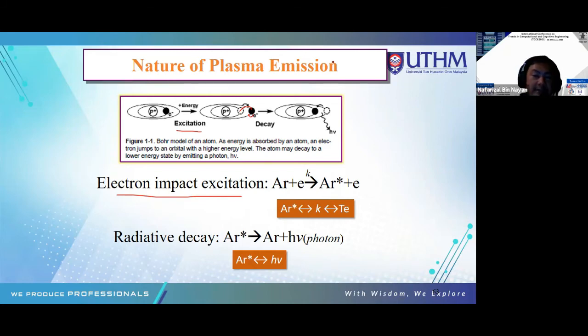So the first process is called electron impact excitation, where argon is hit by a high energy electron and gets the energy, and then we have the process of excitation. We use the symbol Ar star over here, and then you have electrons. When this excited state of argon wants to decay to its original state, it will release energy in terms of a photon, h nu.